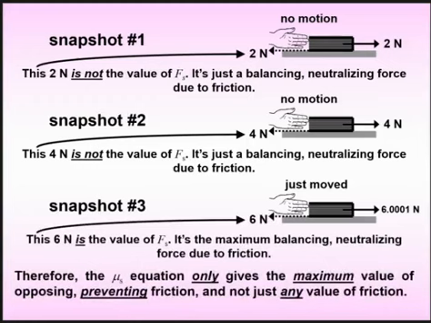Therefore, the mu-s equation only gives you, which honestly is good, because who cares about all the ones you have to go through. You just tell me how much force do I need to move that fridge, and I'll try to give you that force. That's it. The maximum value of opposing, preventing friction, and just not just any value of lesser friction. Okay? All right.